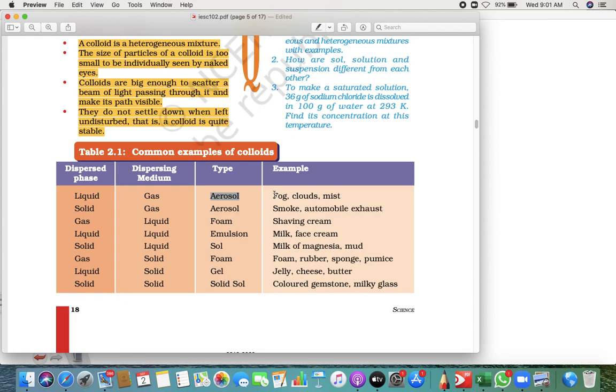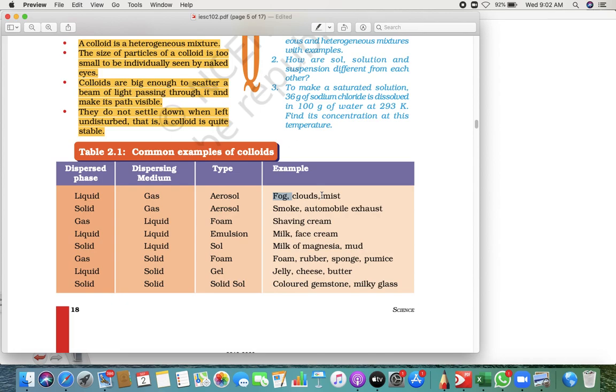So this is how fog, clouds and mist are created. When a solid and a gas are mixed, it again makes an aerosol, that is smoke, right? Automobile exhaust, our car, bike and all. Now when a gas and liquid mix, it will become foam. You have seen shaving cream, yes. Liquid in liquid is an emulsion, it's milk, face cream, right? Solid and liquid, it becomes a sol, like the milk of magnesia.